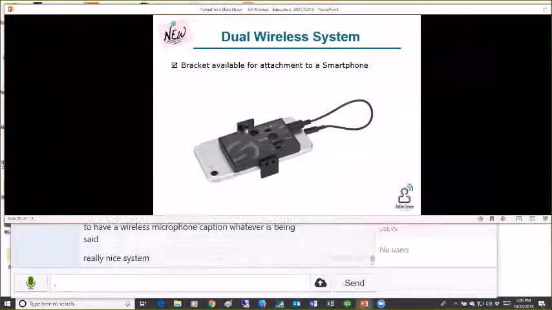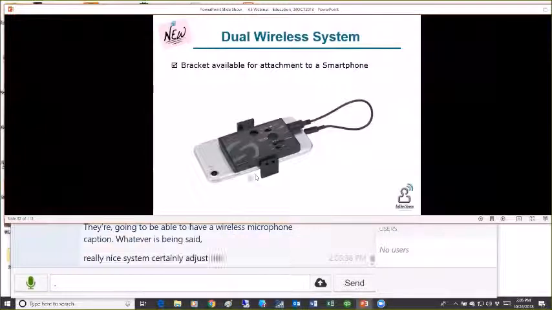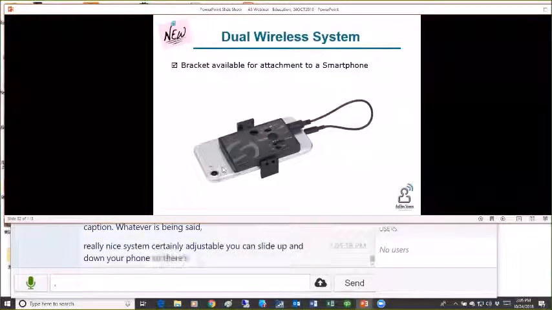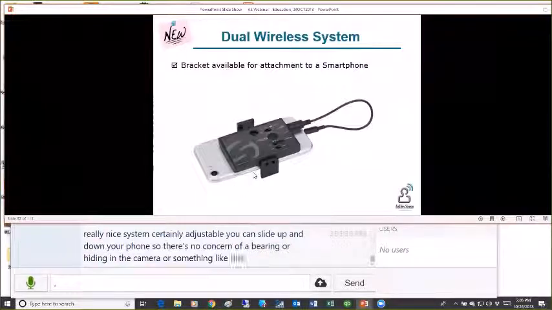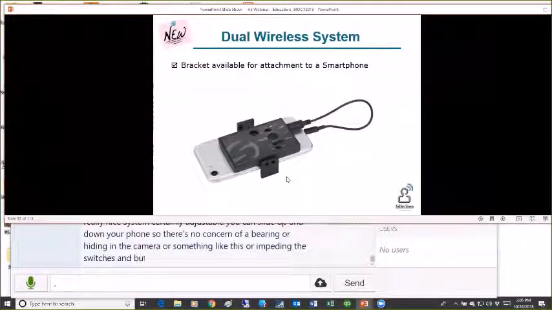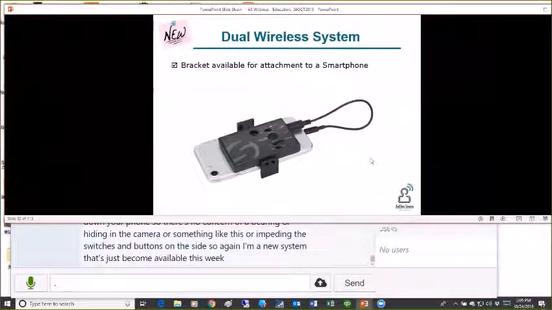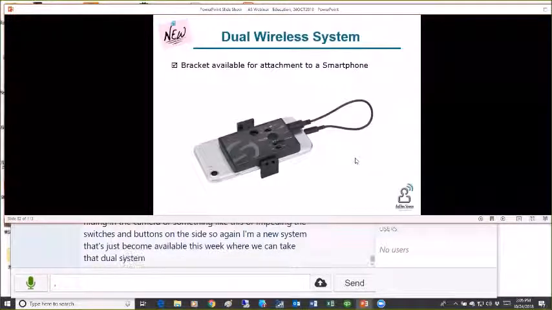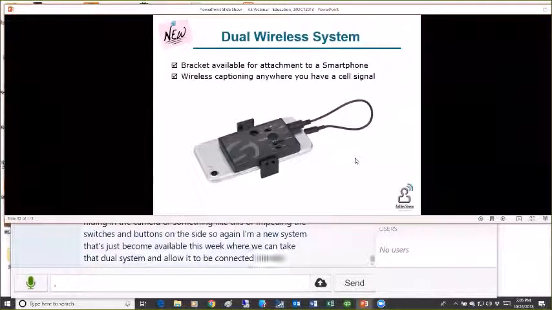Really nice system. Certainly adjustable. You can slide this up and down your phone, so there's no concern of burying or hiding the camera or something like this, or impeding the switches and buttons on the side. So again, a new system that's just become available this week, where we can take that dual system and allow it to be connected directly to a device.